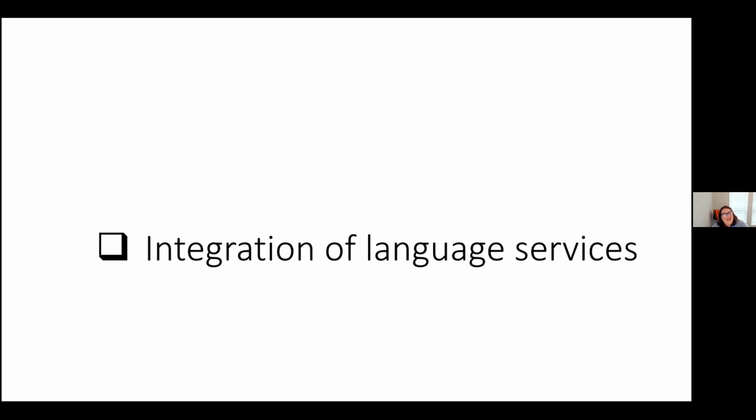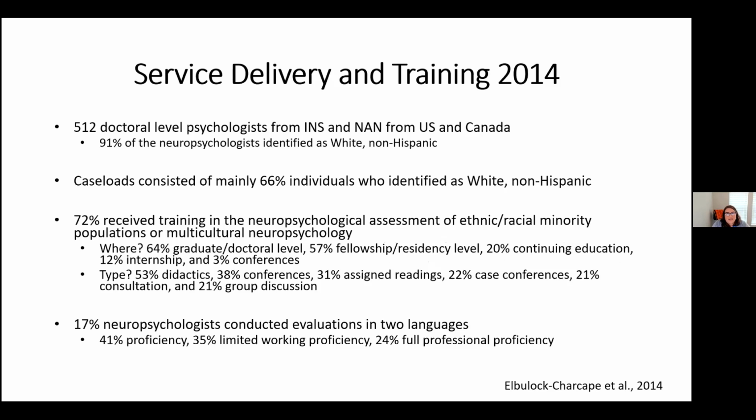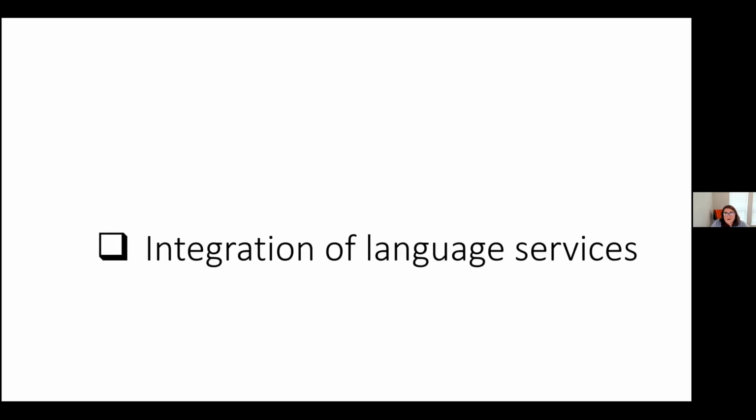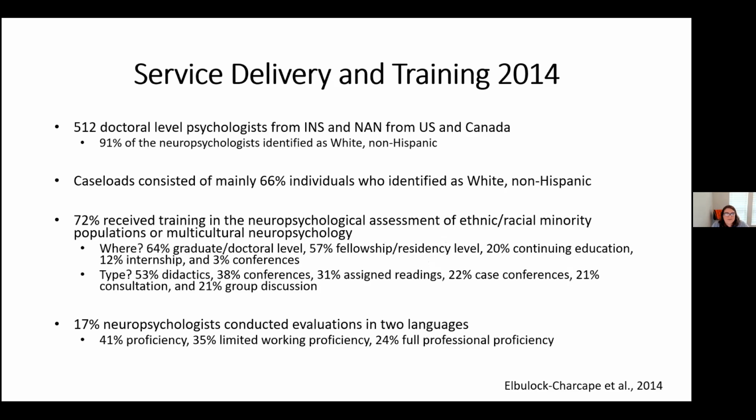Perfect. Yeah. Thanks, Josh. So in thinking through, how do we then integrate language services and how do we do this effectively? We're looking at service delivery and training, right? And we really have to go back on where our field is and what we can do as neuropsychologists. So in 2014, we got surveyed, and about 412 doctor level psychologists from INS and NAN from US and Canada responded. 91% of the neuropsychologists identified as white, non-Hispanic.